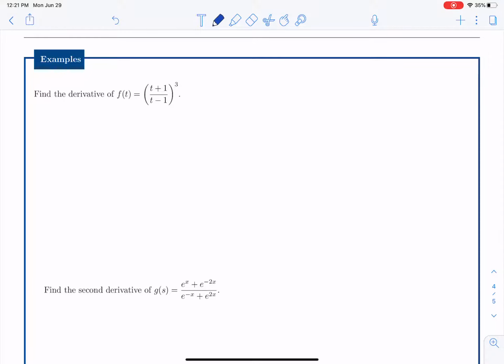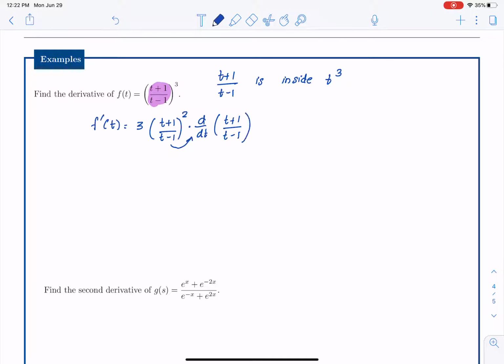So here, (t + 1)/(t - 1) is inside t cubed. So the function that is inside is that. To find the derivative, we are going to treat whatever is inside as t. So the derivative would be 3 times ((t + 1)/(t - 1)) squared, multiplied by the derivative of (t + 1)/(t - 1). That is the function which is inside.